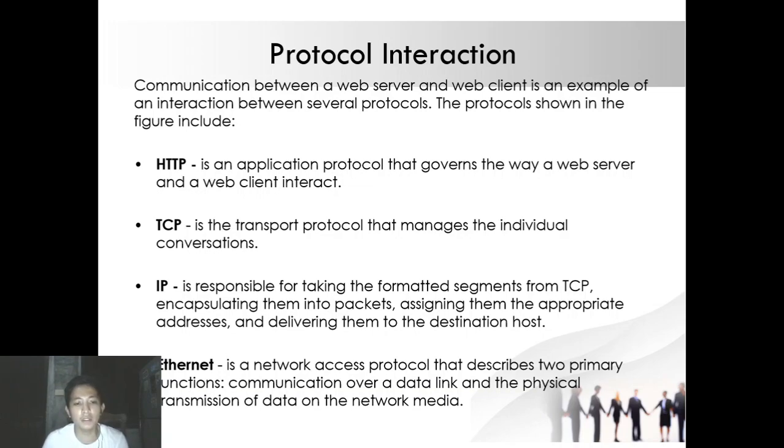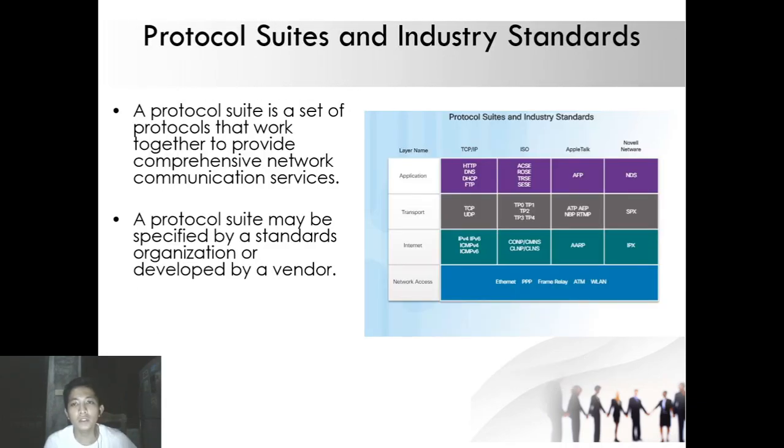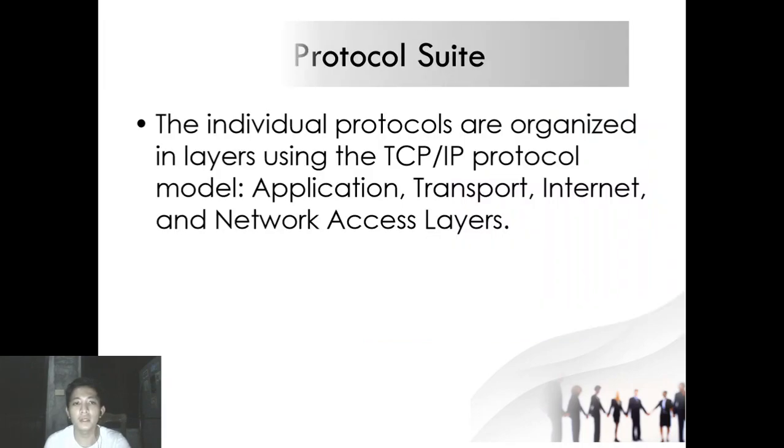And Ethernet is a network access protocol that describes two primary functions: the communication over a data link and the physical transmission of data on the network. So, protocol suite and industry standard. A protocol suite is a set of protocols that work together to provide comprehensive network communication services. The protocol suite may be specified by a standards organization or developed by a vendor.